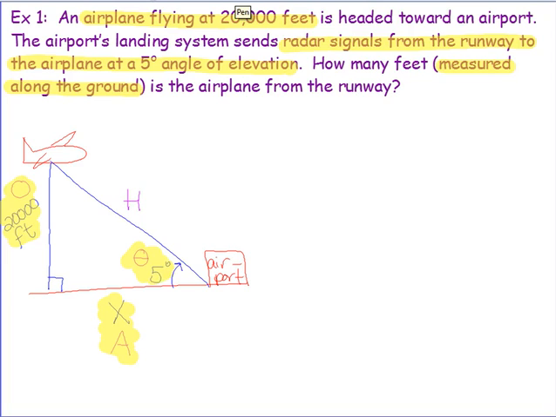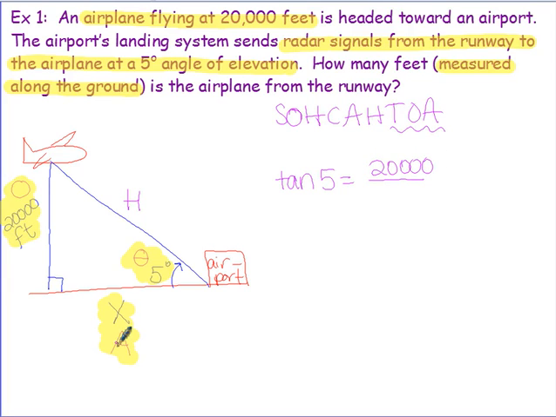So if you think about our favorite word, SOHCAHTOA, which part of SOHCAHTOA are we using with O and A? Well, that would be the TOA part. So T stands for tangent. Tangent's attached to theta, which is 5. And then we are making a fraction O divided by A. So O is 20,000. And A is the letter X. So there's our equation.